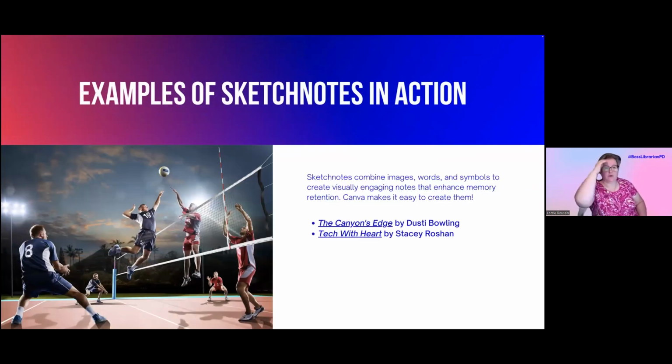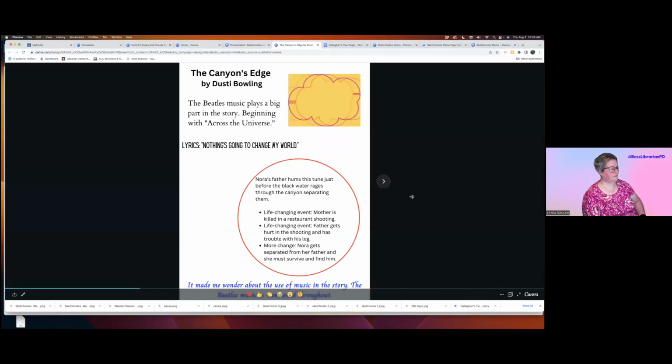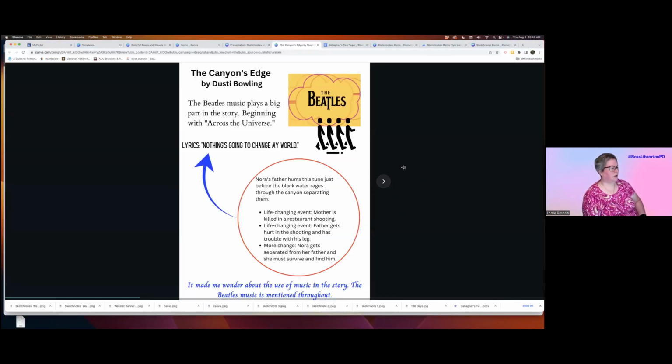So I have been working on sketchnotes just to improve how I do it and how to understand it so that I can explain it to students. I'll show you what I did with Canyon's Edge. The Beatles songs play a big role in the book. Well, maybe not a huge role, but it was something that I noticed. That's kind of what we're trying to communicate to kids. What do you notice? What do you relate to? How does it make your understanding of the book better?